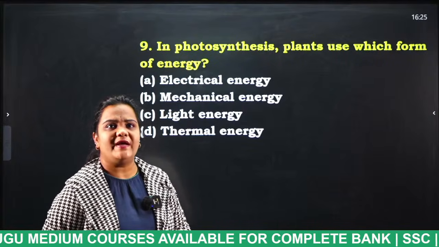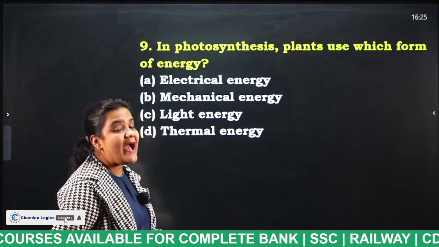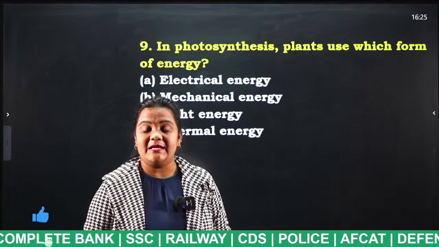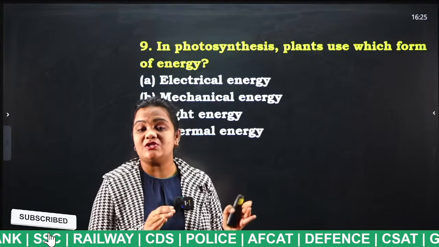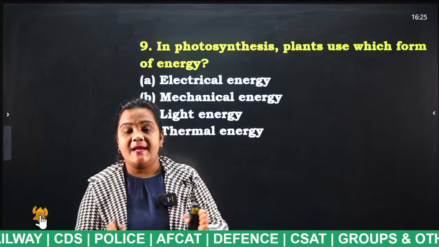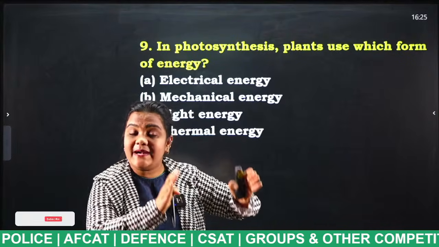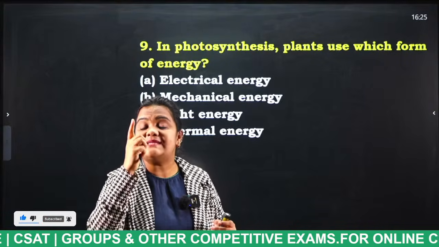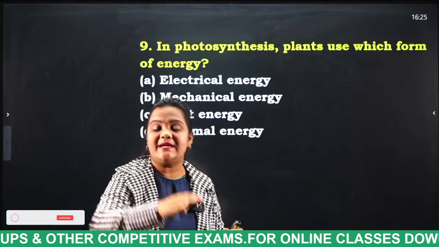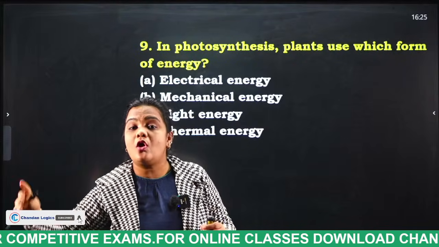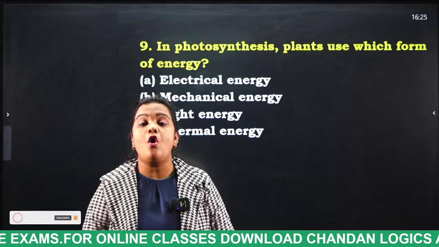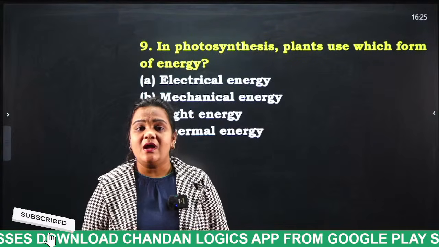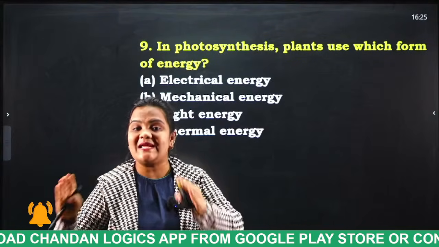Very good students. So what is happening in the plant, students? The plants consist of carbon dioxide and water. The plants utilize the carbon dioxide and water and they absorb the sunlight. That sunlight will convert this carbon dioxide and water into glucose and oxygen. So the whole process is known as what, students? Photosynthesis process.